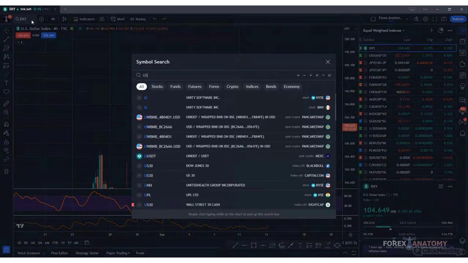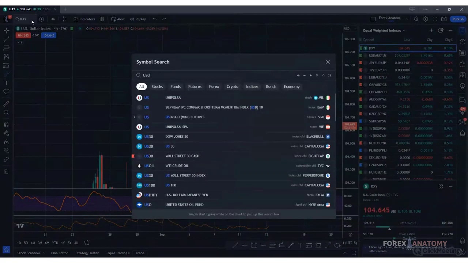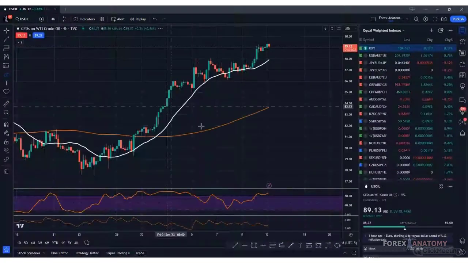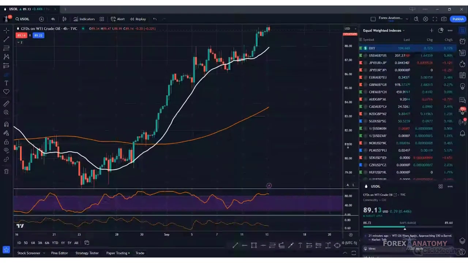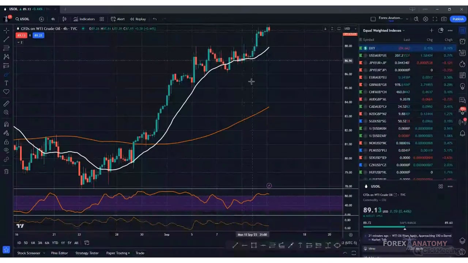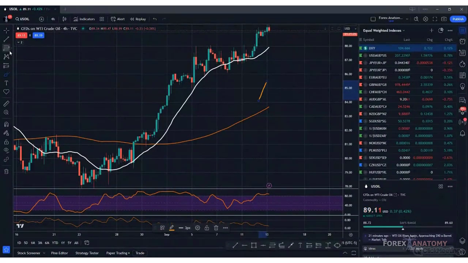I'm just going to do this US oil. It is the WTI crude. This is West Texas oil. But you can see how oil has been trading, moving to the upside. It's at 10-month highs.